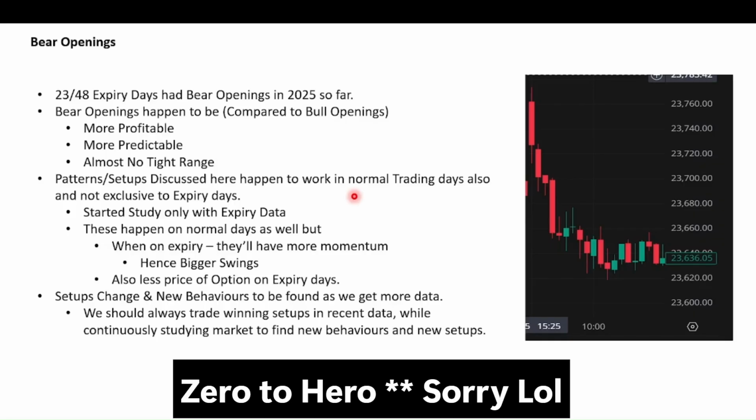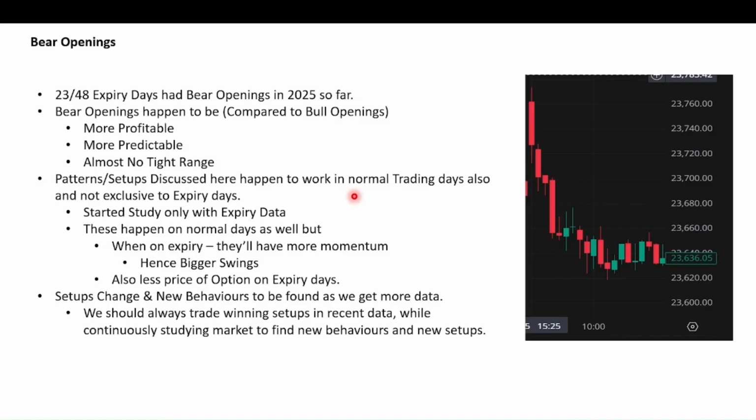trade on expiry days. It turns out that it is possible, and I started this study only with the expiry data of 2025. As I said, we had 48 expiry days so far in 2025. I took all that data and started this study. As I move forward, currently bear openings are completed, bull openings are almost completed, and when I look at normal days as well, these setups work pretty much the same on normal days as well.